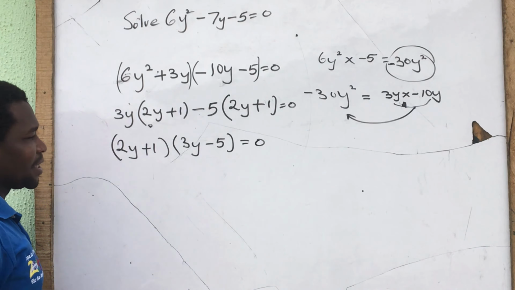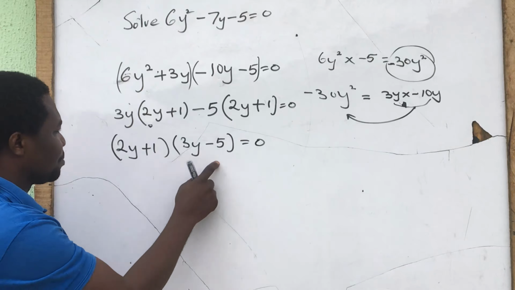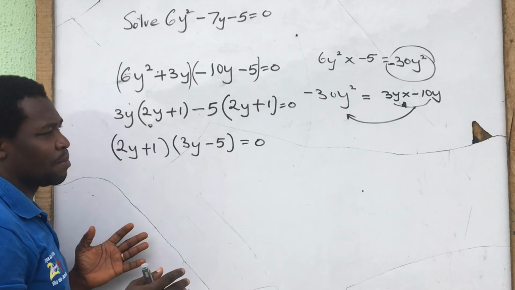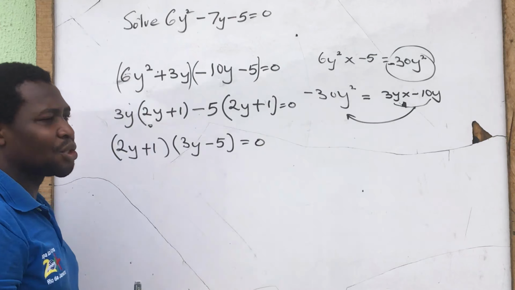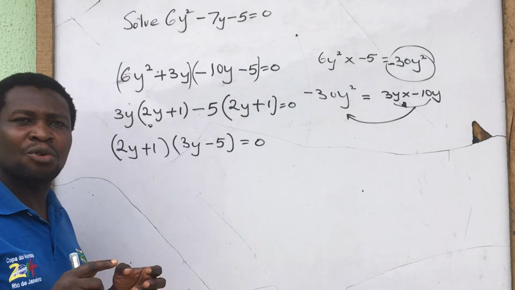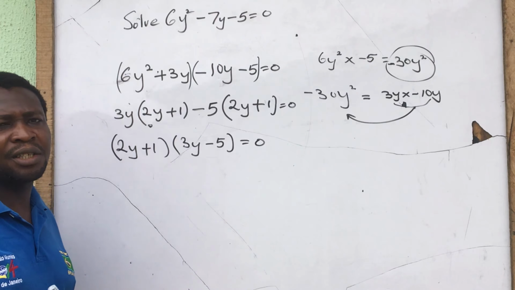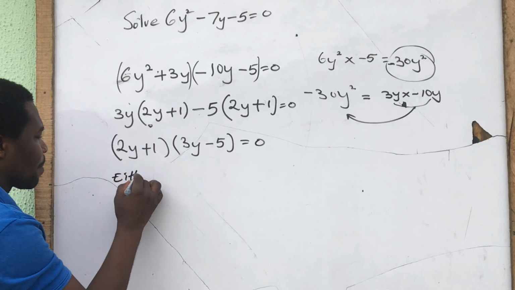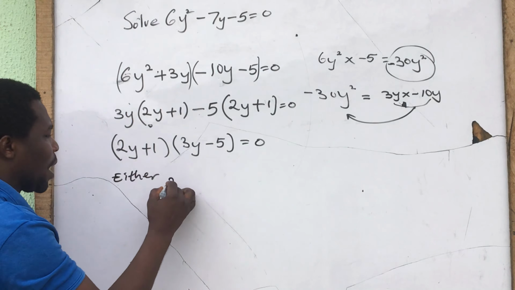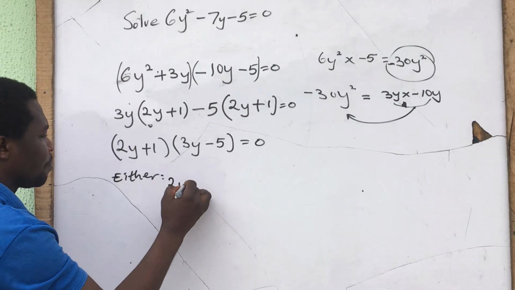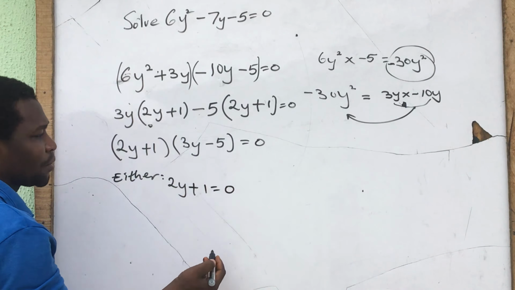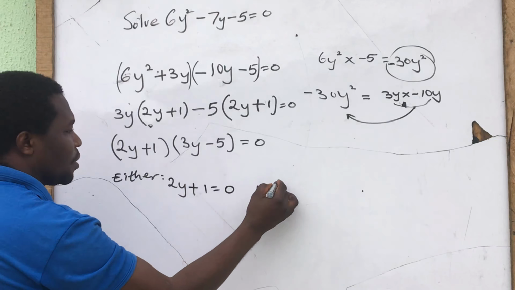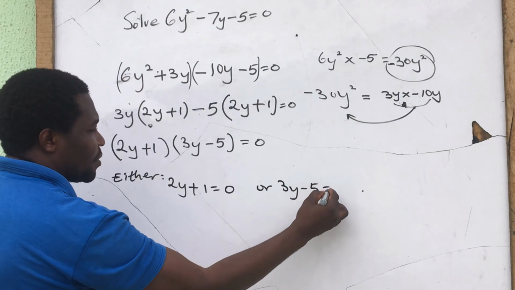Very easy now. If two factors multiply together to give 0, either one of them is equal to 0 or the two of them are equal to 0. So therefore, either 2y plus 1 equals 0 or 3y minus 5 equals 0.